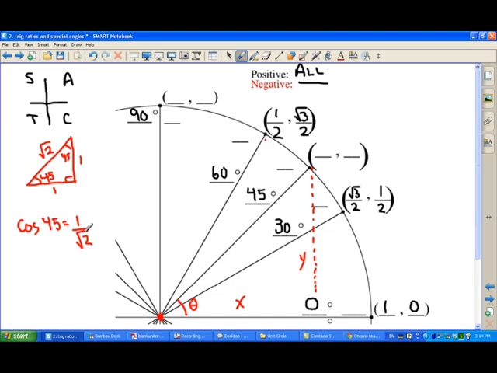However, we don't like answers where there's a root in the denominator. So in grade 11 you learned how to fix that. You can multiply top and bottom by √2 over √2. So the cosine of 45 degrees is exactly √2 over 2.